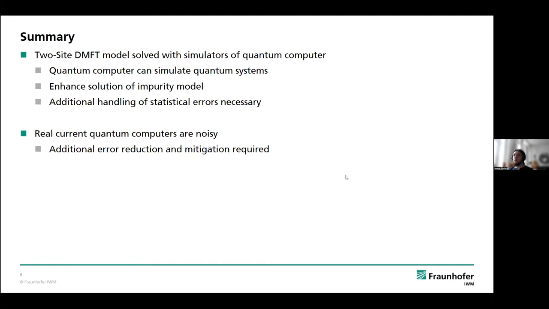Now let me shortly summarize. I showed that the two-site DMFT model can in principle be solved on a quantum computer by applying simulations with quantum computer simulators. And one can enhance the solution of the impurity model by enforcing the different symmetries which are present in the system. And for this, to have a universal approach, one has to add an additional handling of the statistical errors in the algorithm. For real quantum computers, one has to add, in addition, some error reduction code and some error mitigation of the results.